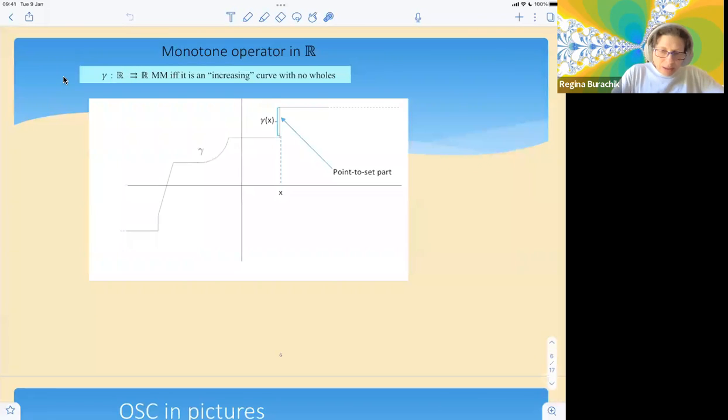And I just wanted to mention what the curve of a point to set mapping, which is maximally monotone, looks like. So it's going to be an increasing curve with no holes. And these parts here, these vertical parts, are going to be the point to set regions where the function is not going to be inner semi-continuous.